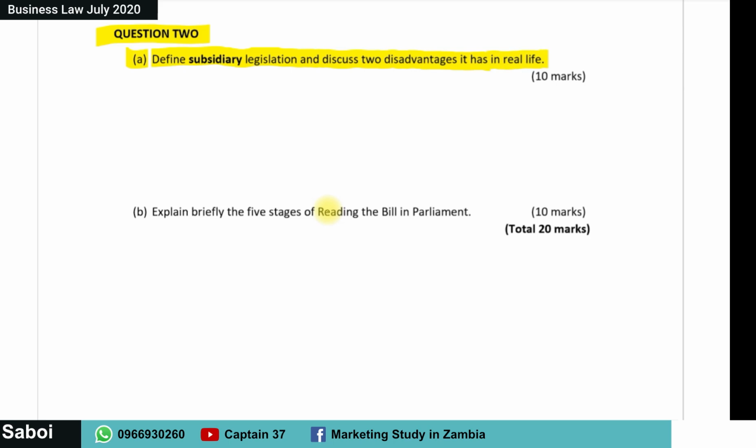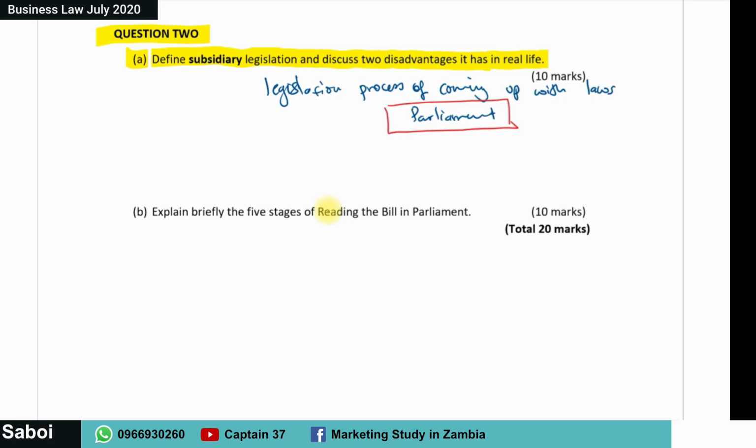Okay, all right. So, like you already know, legislation is the process of coming up with laws. That is what legislation means. And who is primarily responsible for legislation? It is Parliament. Parliament is the one that is primarily responsible for legislation.